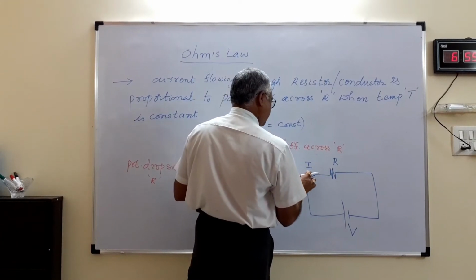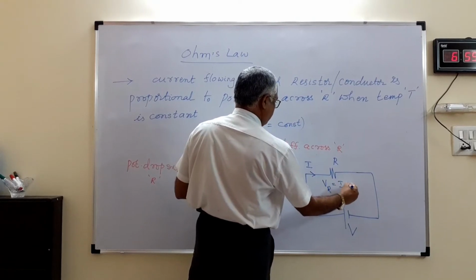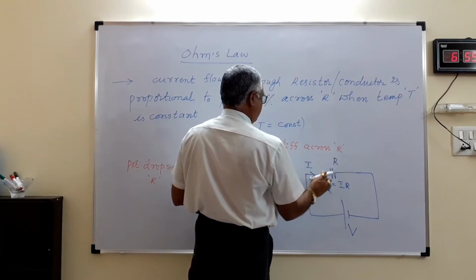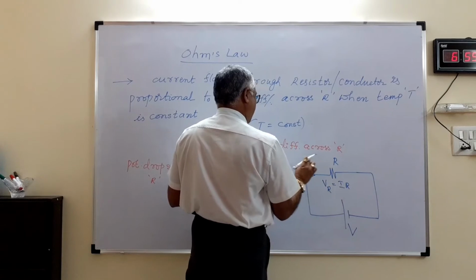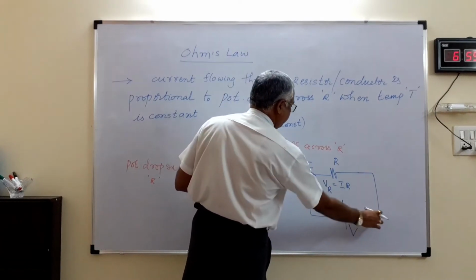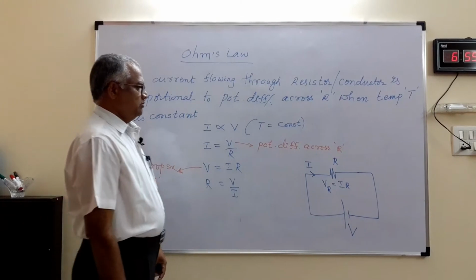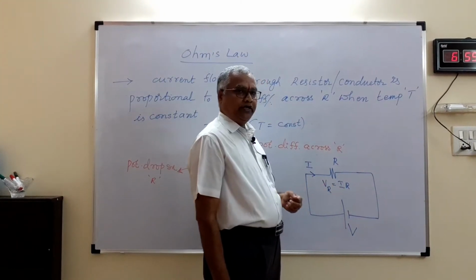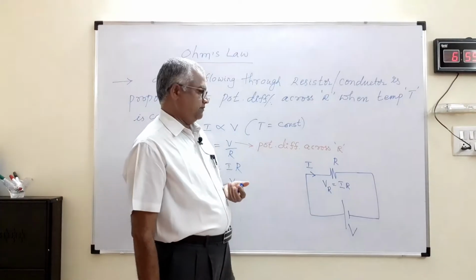So when current is flowing, then we get a drop. The drop is VR equal to I into R. This VR is the drop in the resistor. Drop in the resistor depends on current, and current depends on the potential difference. That is the basic difference. Most of the local books say drop depends on current, but why that current is flowing, we don't have an answer.